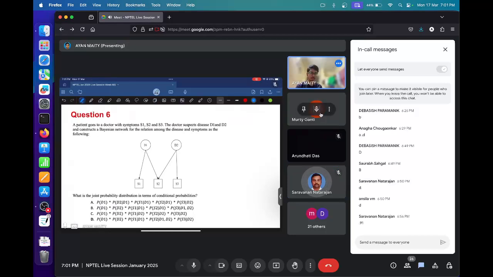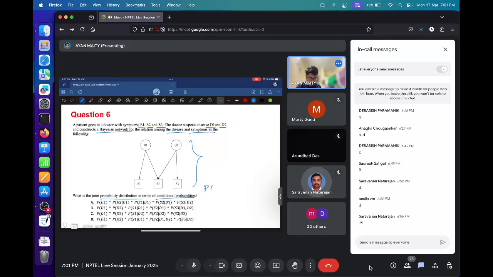Okay, move on to the next question. A patient goes to a doctor with symptoms S1, S2, S3. The doctor suspects disease D1 and D2 and constructs a Bayesian network for the relation among the diseases and symptoms as the following. So this is the Bayesian network that is constructed, and the edges are directed like this. So edge directions need to be considered here.